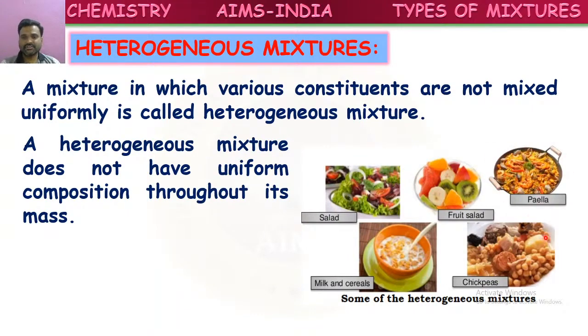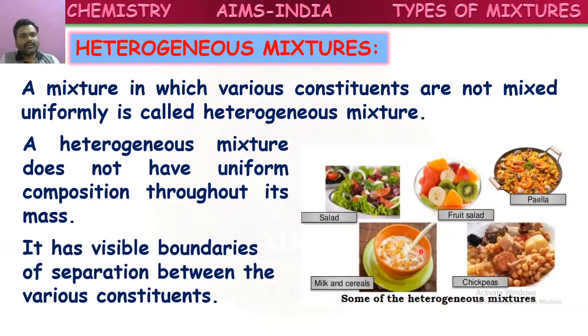Some curries, milk and cereals. After mixing also we can see milk and cereals separately and clearly. So hence these all come under heterogeneous mixtures. It has visible boundaries of separation between the various constituents. That means we can see clearly the components present in it. So with which components it is made, we can identify easily by watching that.